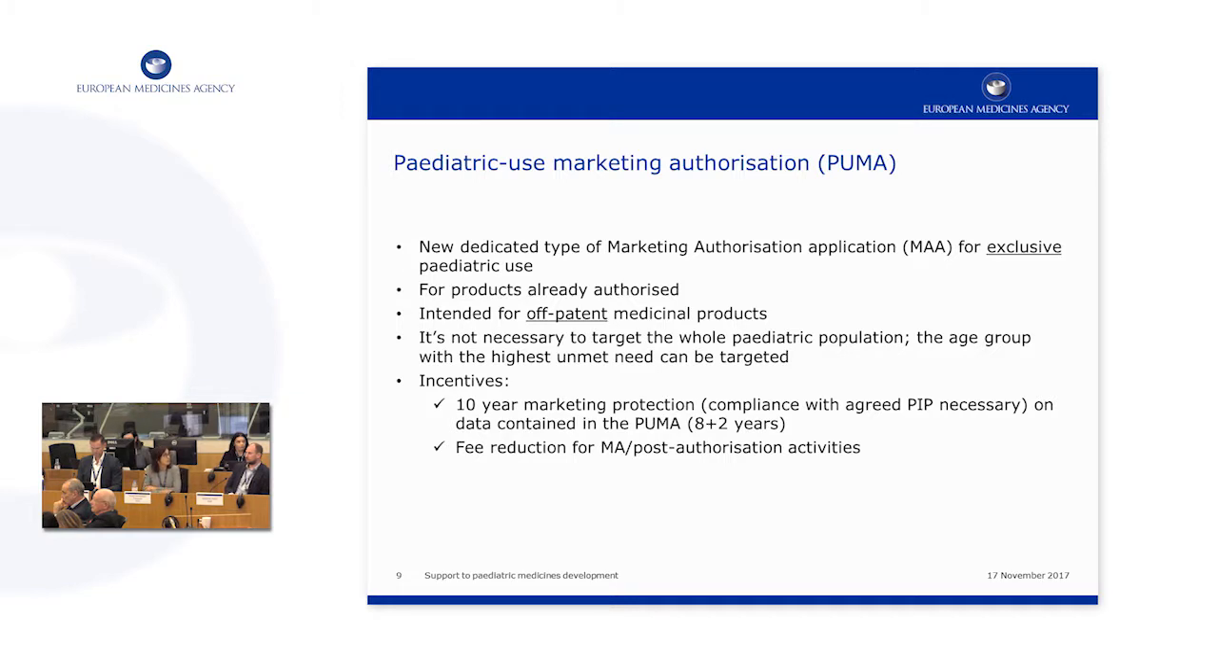Regarding the incentives for PUMA, the incentive is a 10-year marketing protection, if compliance with an agreed PAP is proved, and on the data contained in the PUMA. And also, another incentive is a fee reduction for marketing authorization through the centralized procedure and post-authorization activities for a year.